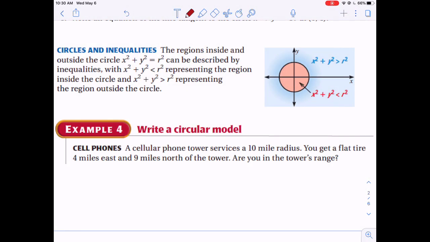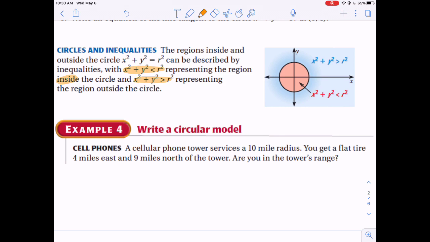Okay, the last thing on circles is inequalities of circles. So you can have two types. You can have an inequality where x squared plus y squared is less than r squared, and that represents the region inside the circle. And you can have x squared plus y squared is greater than r squared, and that'll be outside the circle. If you remember from shading any other kind of equations, you shaded one side of the line, in this case a curve, or the other. So inside when it's less than, outside when it's greater than.